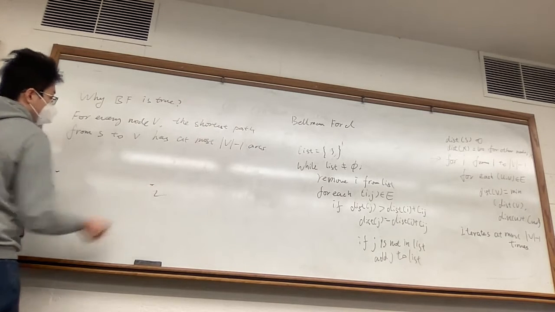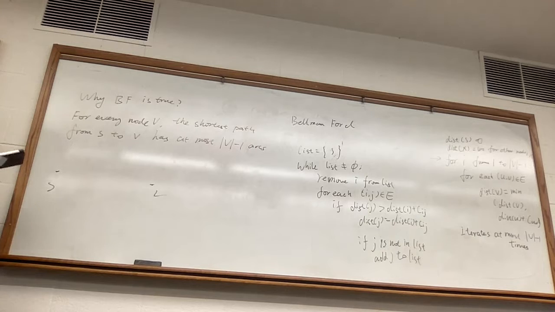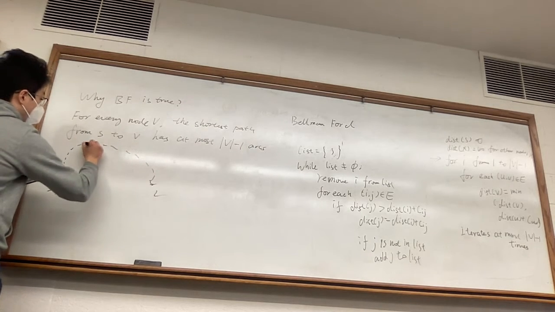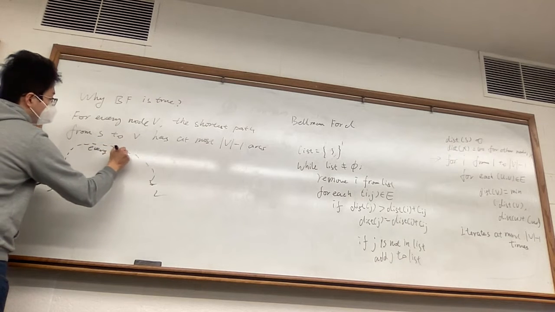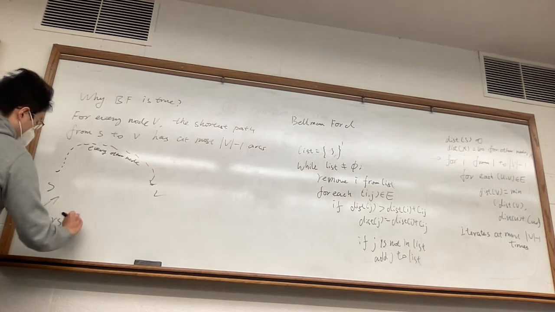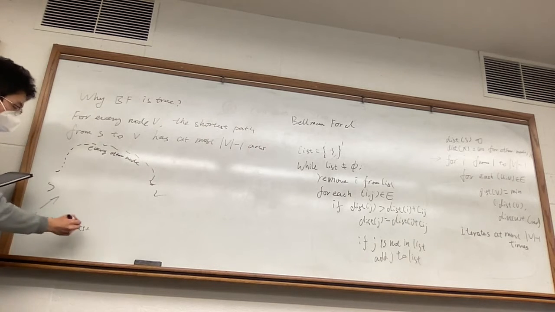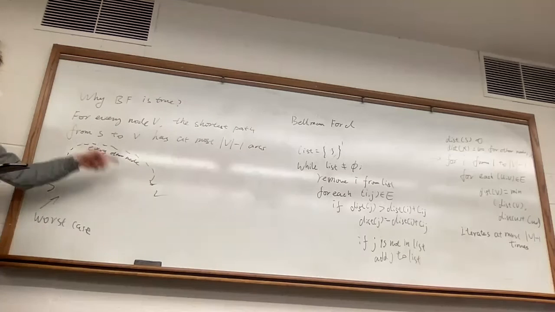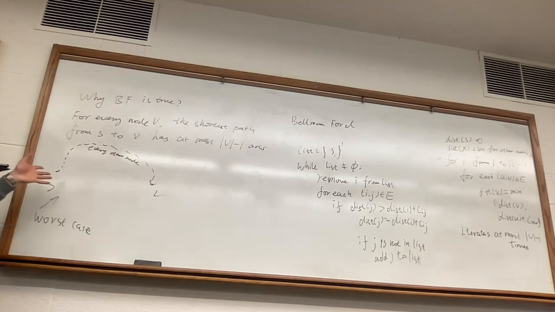S is V. So the worst case scenario is that you traverse every other node to V. This is every other node, and this is the worst case scenario. In the worst case, you traverse every other node, and then you find that this is the shortest path from S to V. So for I from 1 to V minus 1, every time you are just trying to update.